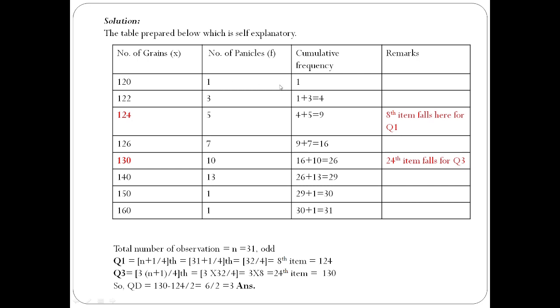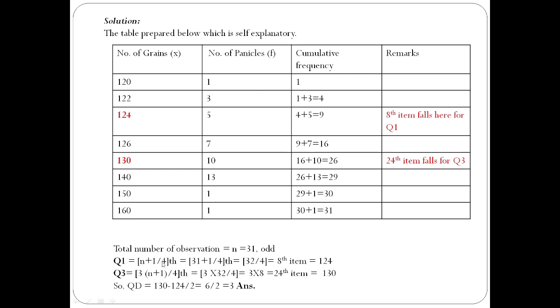The first cumulative frequency is 1, then it is added with 3, it is 4, then this 4 is added with 5, then it is 9, then 9 is added with 7, then it is 16. In that way cumulative frequencies are calculated, and the ultimate cumulative frequency is 31. That means the total frequency of this series is 31, which is also an odd number. Because it is an odd number, the same formula is used for determination of Q1.